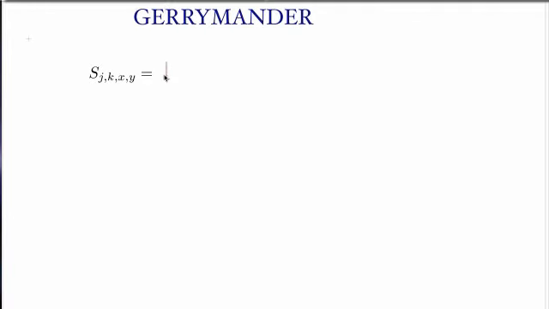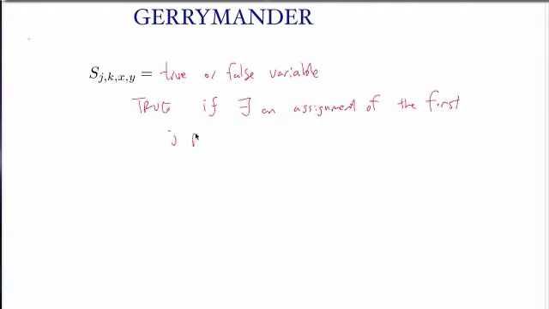S(j,k,x) is going to be a true or false variable, and it will be true if there exists an assignment of the first J precincts such that the size of D1 is equal to K, and the number of people that vote for A in District 1 is X, and the number in District 2 is Y. Right? Which is essentially what I wrote right there.